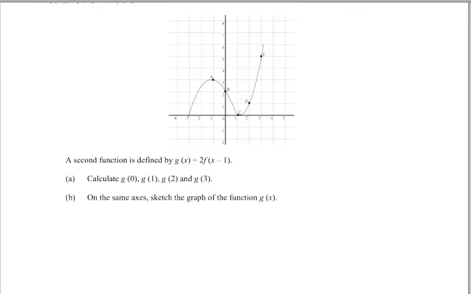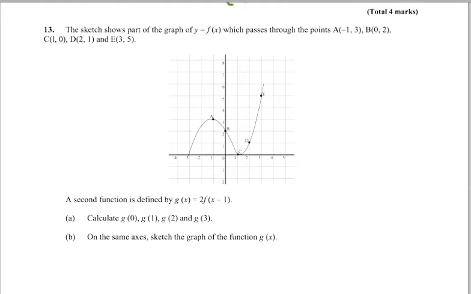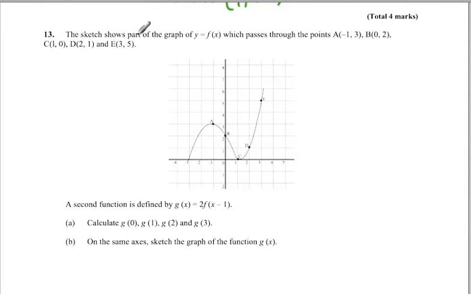All right, so 13. The sketch shows part of y equals f of x, which passes through the points A, B, C, D. So these are all the points. A second function is defined by this. As we can see, g of x is really 2 times f of x minus 1, which is a vertical stretch by 2 and a horizontal translation to the right by 1. Now calculate g of 0.